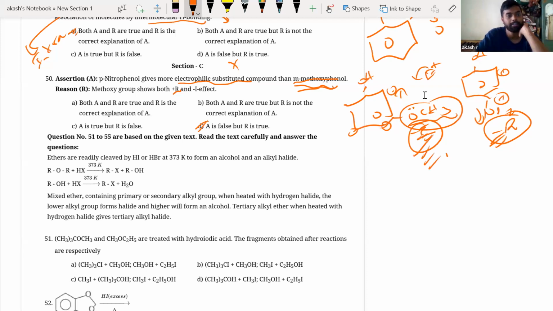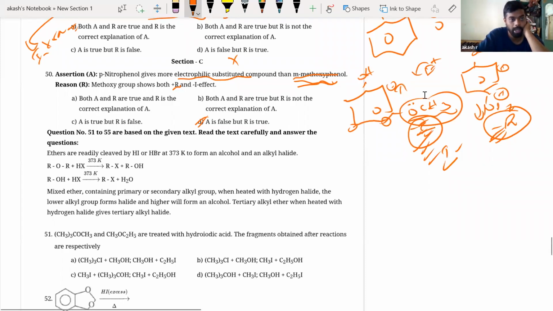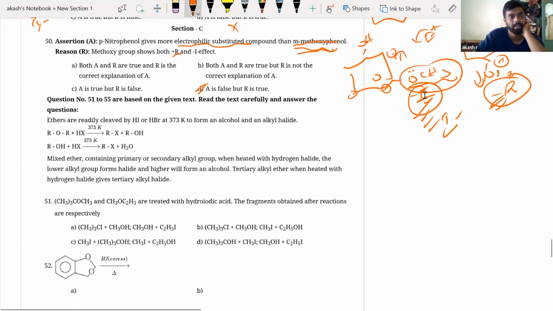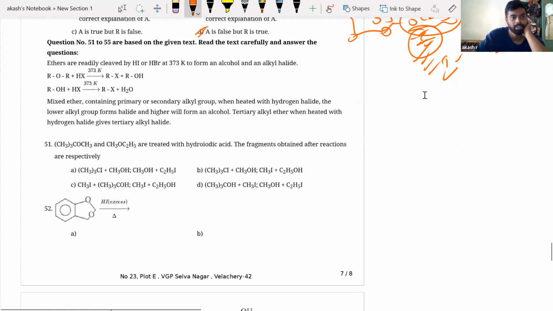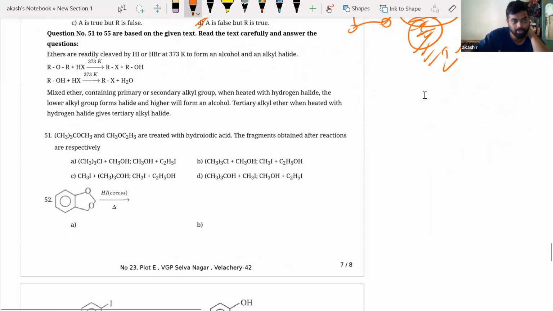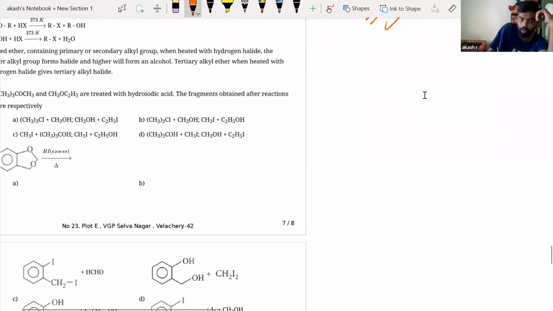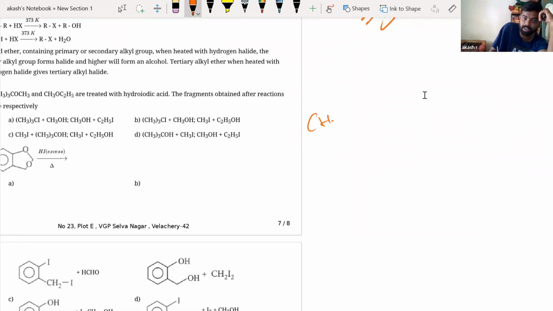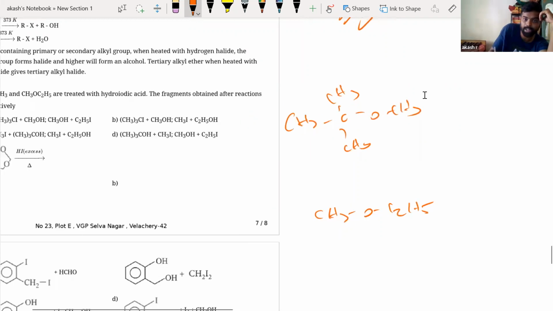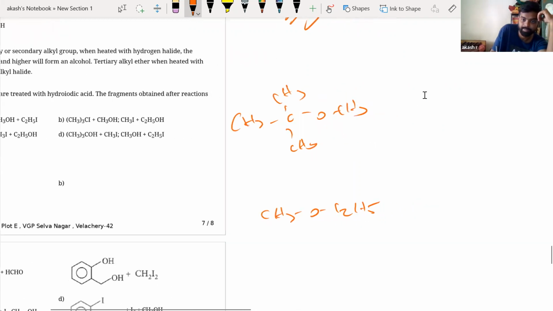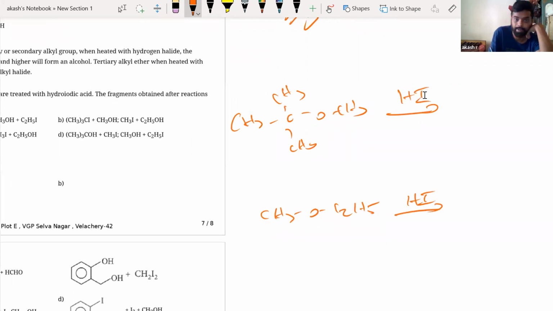Anyways, 51 to 55 are going to be based upon this one. Okay, ROR, HX, whatever. Fine. So CH3 thrice COCH3. Okay. CH3O, hydroiodic acid, the fragments obtained after reaction are. Now look at this. You have CH3, CH3, CH3O, CH3, and you have CH3O, C2H5. Now, for both of these, I'm putting HI and HI. Now we know what we have to do, isn't it?